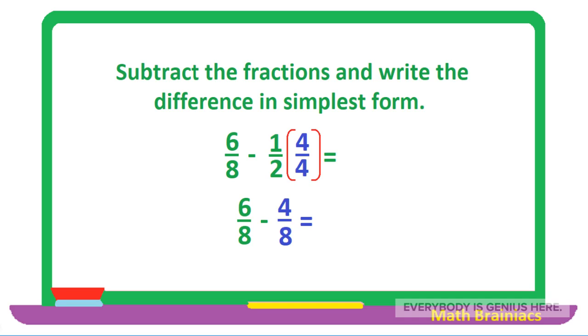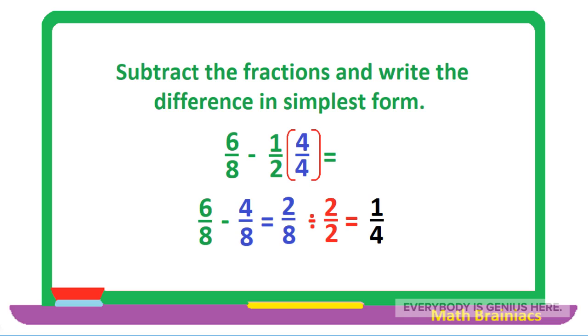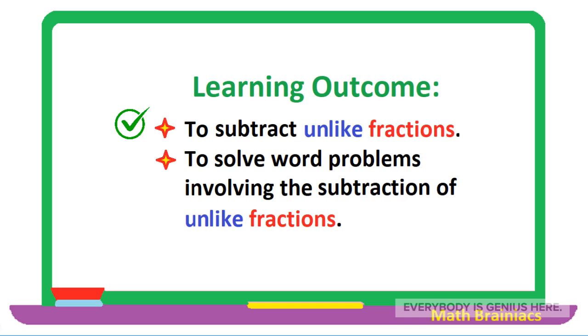Now we can subtract the numerator. 6 minus 4 will give us 2. Therefore, 6/8 minus 1/2 will give us 2/8. But 2/8 have common factors. Hence, we are going to divide 2/8 by 2/2 to generate the simplest form. 2 divided by 2 will give us 1, and 8 divided by 2 will give us 4. Therefore, the simplest form of 2/8 is 1/4. In this regard, we have learned how to subtract unlike fractions. It is easy, right?